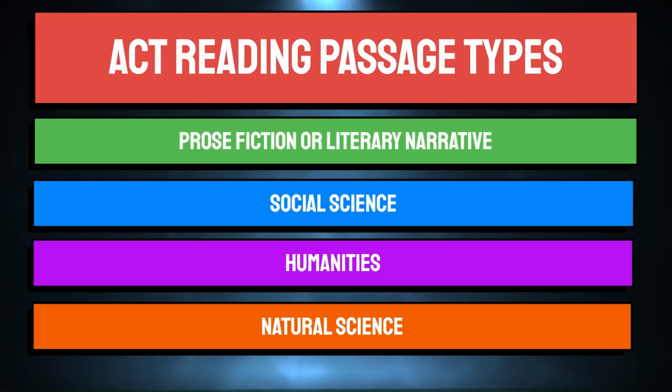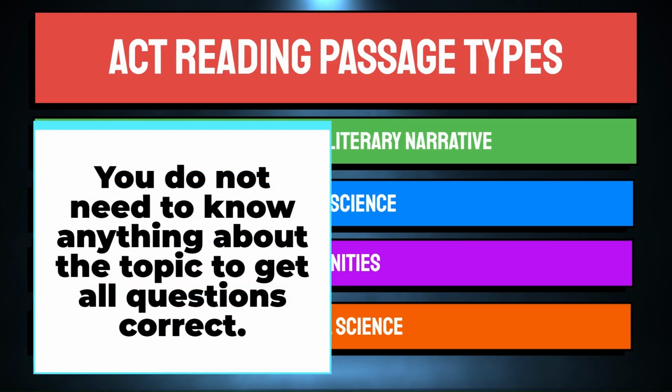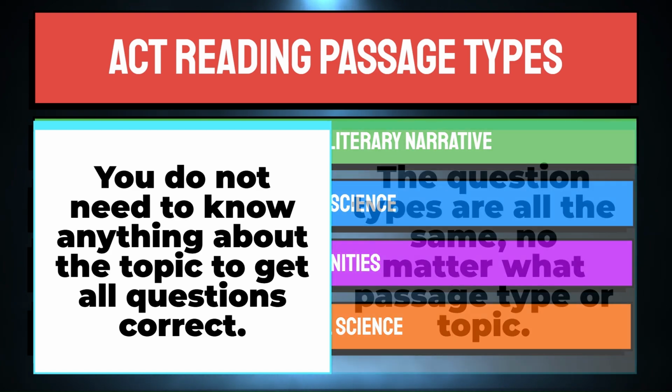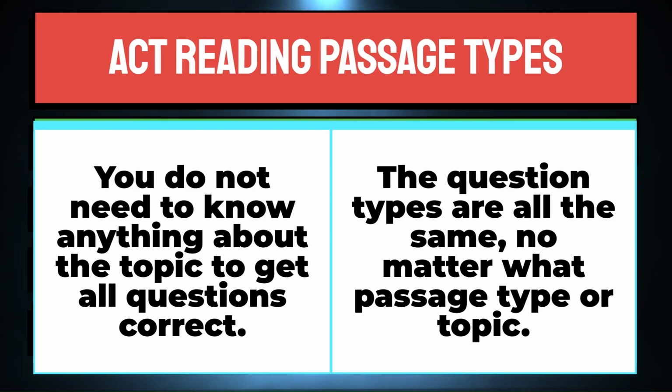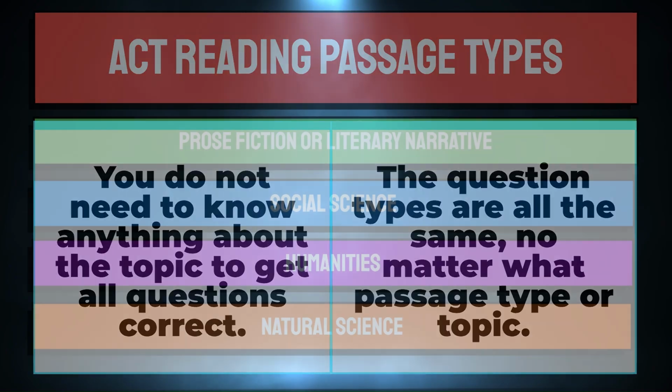There are a few important things to remember about these passages. First, you do not need background knowledge about any of the topics. The ACT will never test scientific facts or historical knowledge that you're expected to memorize. Everything you need to answer the questions is inside the passage. Even if the topic feels unfamiliar, you'll be fine. Second, every passage uses the same 5 types of questions, ranging from tiny details to big picture ideas. Even though the topics change, the question types do not. If you understand the 5 question types, the subject matter becomes much easier to manage.